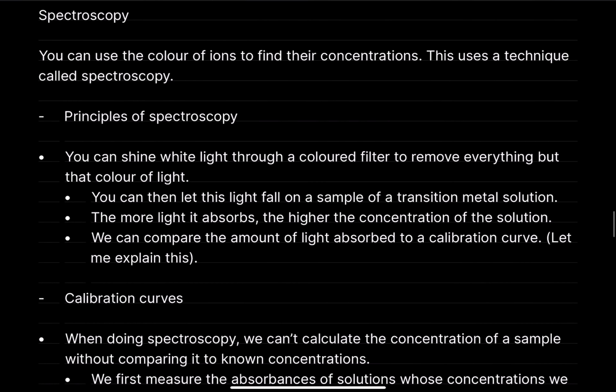Spectroscopy, right? So you can use the color of ions to find their concentrations, and this uses a technique called spectroscopy. Principles of spectroscopy. You can shine white light through a colored filter to remove everything but that color of light, and you can then let this light fall on a sample of transition metal solution. The more light it absorbs, the higher the concentration of the solution, and we can compare the amount of light absorbed to a calibration curve.